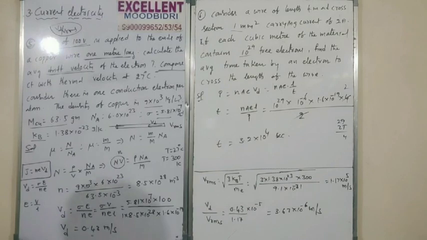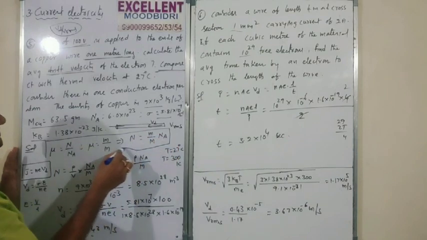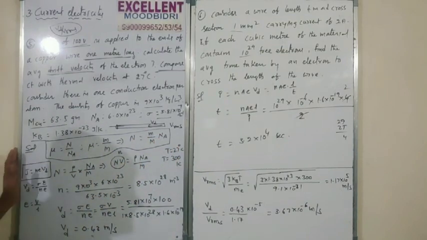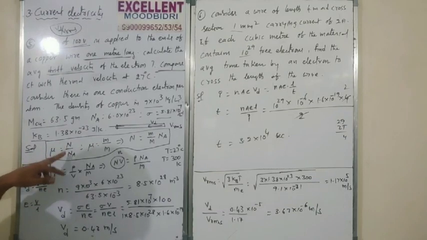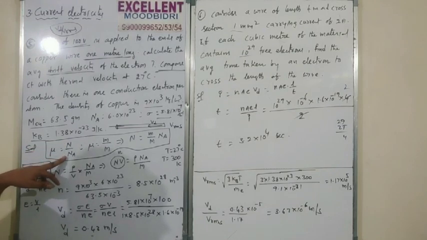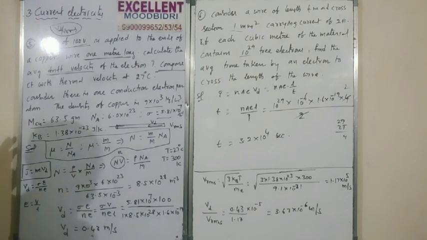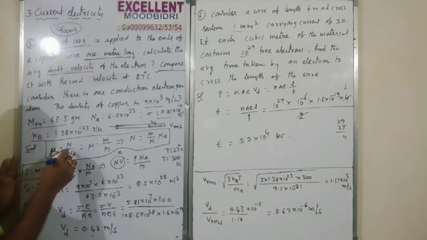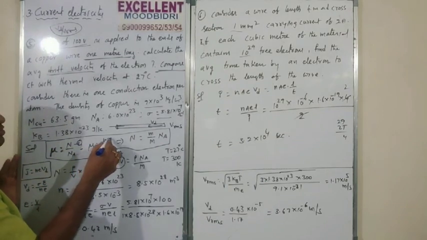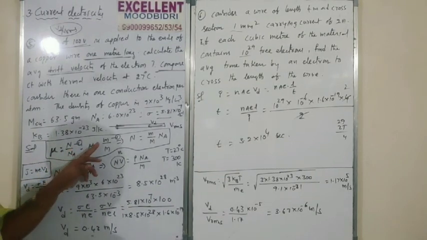Here one important formula we want to remember. This formula, you know, in the first year kinetic theory of gases, I have given: mu is equal to N by Na, number of molecules by Avogadro number. Equation number 1. Similarly, mu is equal to mass by molecular weight, m by capital M. So from 1 and 2 we can write N by Na is equal to m by M.